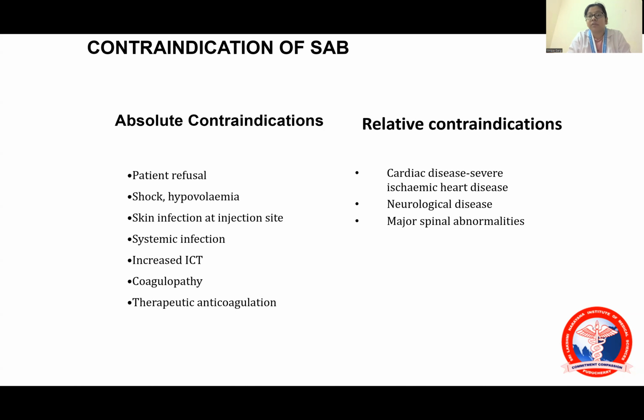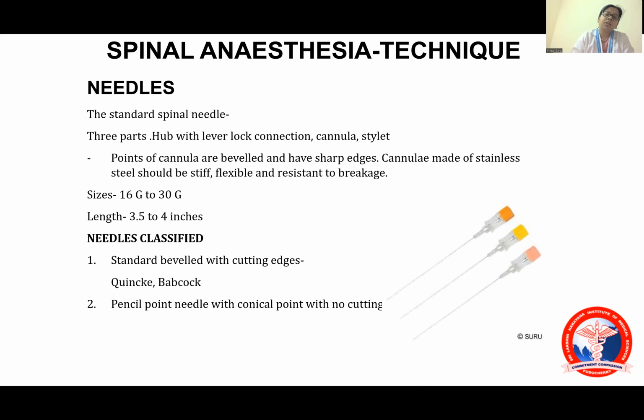There are some relative contraindications also for putting spinal anesthesia. These relative contraindications are cardiac diseases, severe cardiac diseases like ischemic heart disease, neurological diseases, or major spinal abnormalities. Now, let's proceed to the technique of spinal anesthesia.